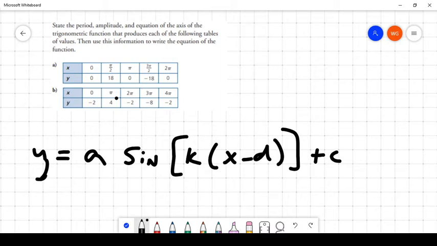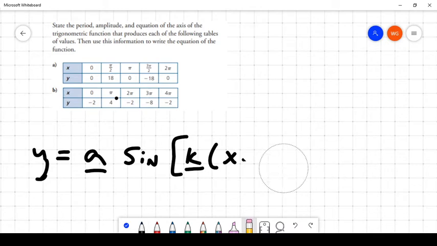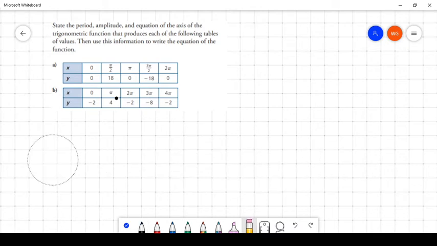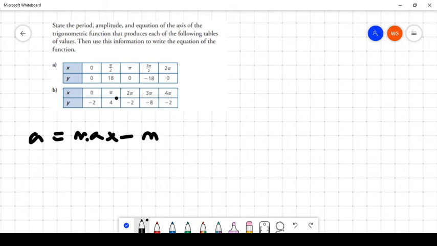In order to generate a proper trig equation, we say to ourselves, what would the a value be? What would the k value be? What would the d value be? What would the c value be? And once we've established those, we can come up with the equation. So we might as well do the easy part first. The easy part would be to figure out the a value, the amplitude, and a is equal to (max minus min) over 2.